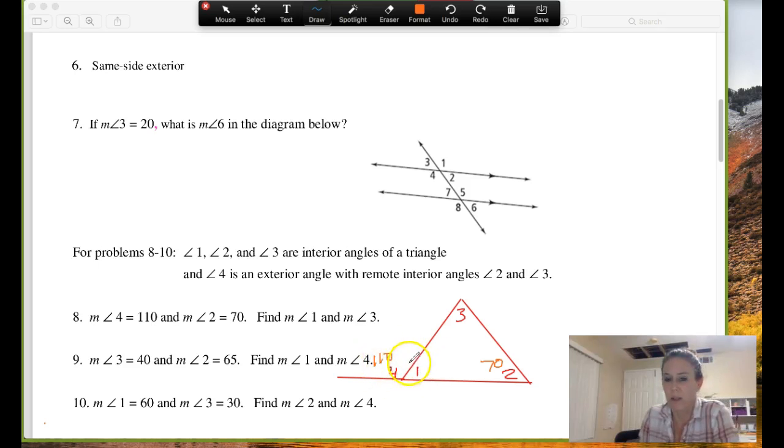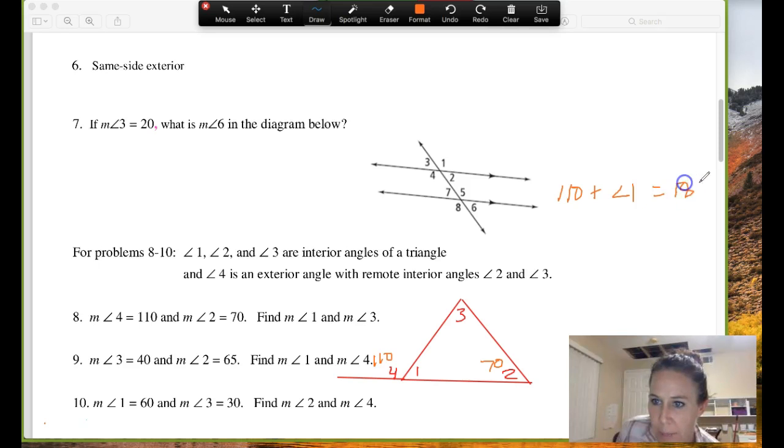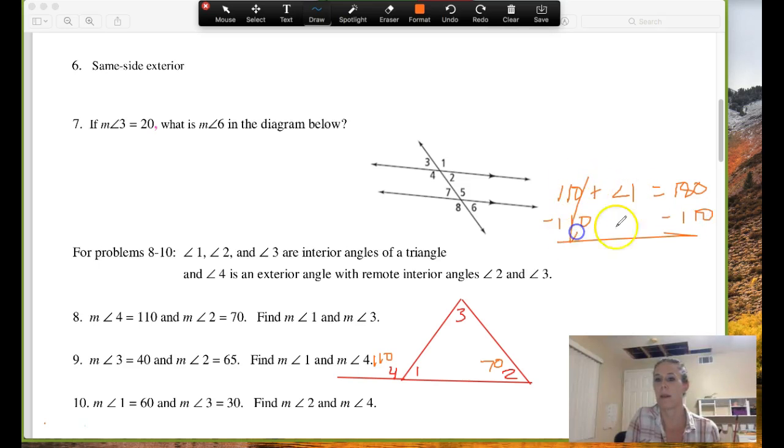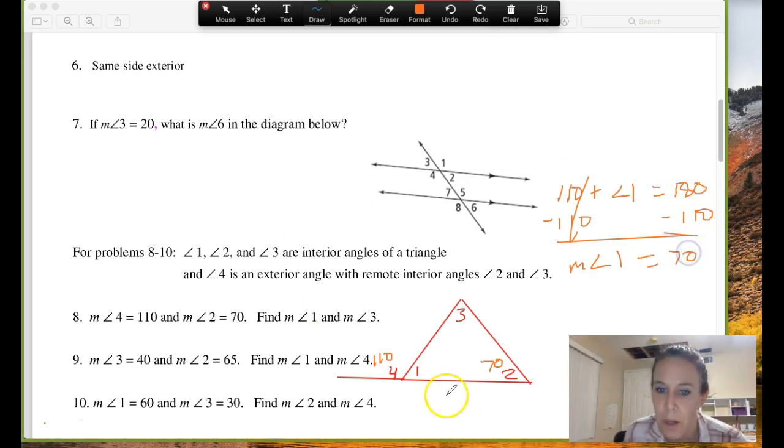Lots of different ways to solve this. So let's go 110 plus 1. We know 110 plus angle 1 has to be 180. So I'm going to subtract 110 from both sides, and I'm going to get, I should write measure, the measure of angle 1 is going to be 180 minus 110, so 70. So if that's 110, this has to be 70.